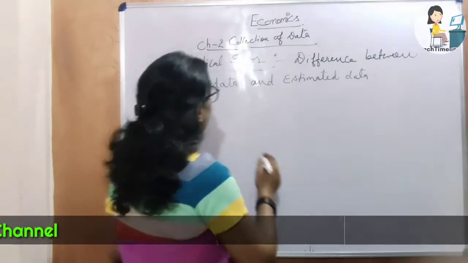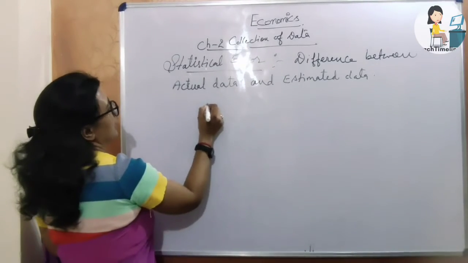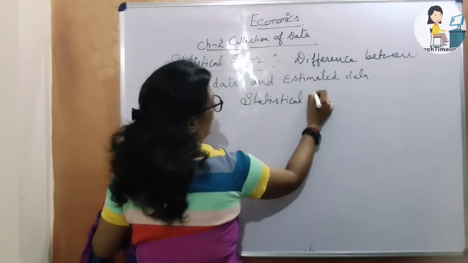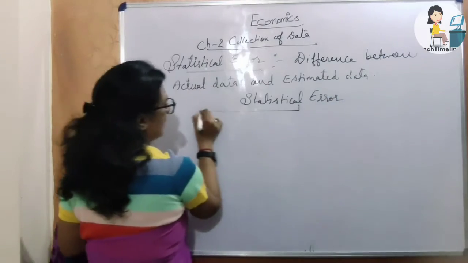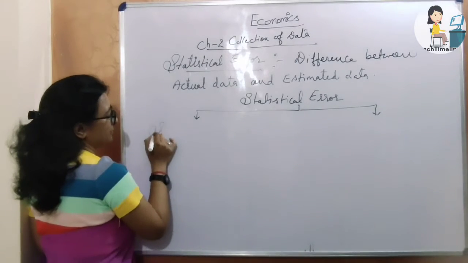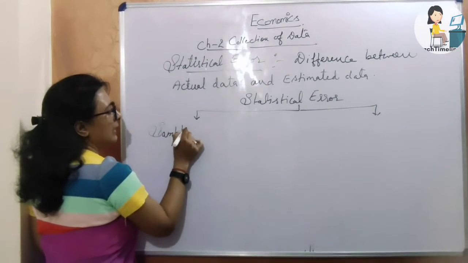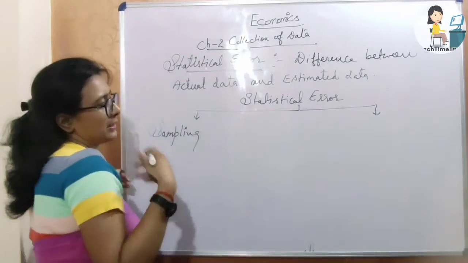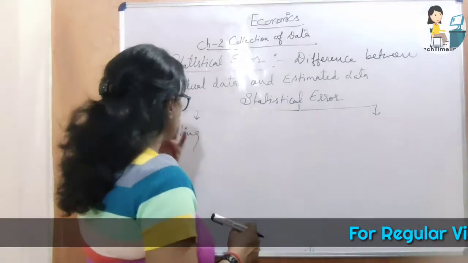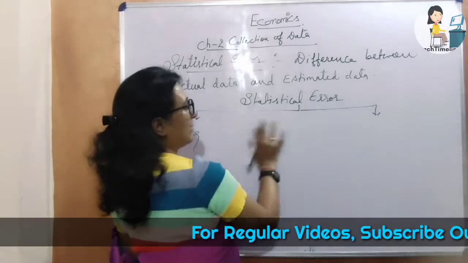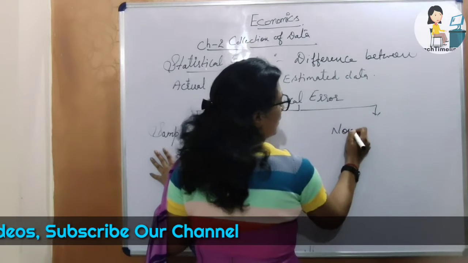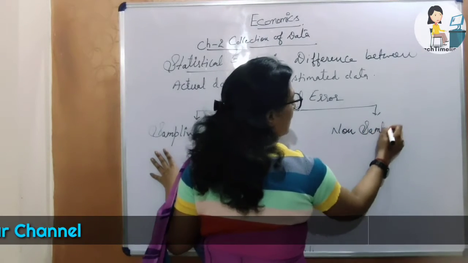Statistical error is of two types. You can say it's a sampling error and non-sampling error. The error can be there of non-responses, the error can be there of incorrect responses. So different errors can be there. We basically have classified it into two, that is sampling and non-sampling.